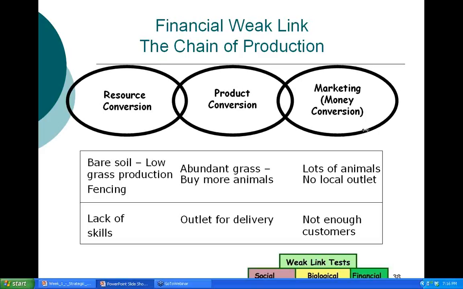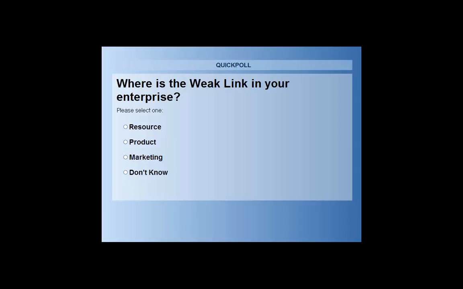So our second question is, where is the weak link in your enterprise? Take a few minutes to think about your enterprise and where your weak link is: resource, product, marketing, or you don't know.